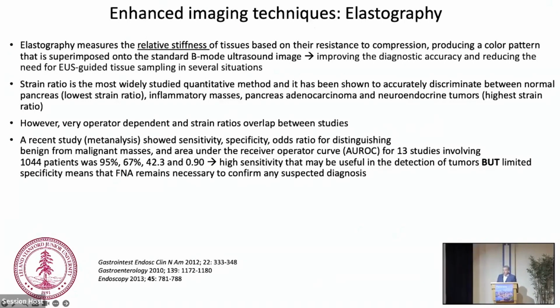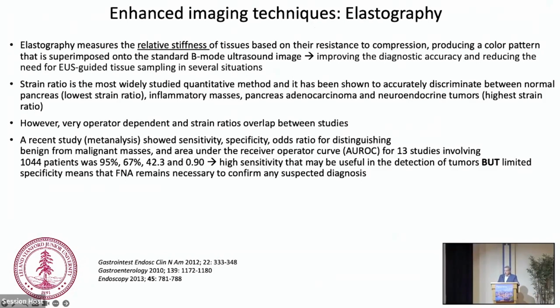A few words about elastography. So elastography measures relative stiffness of tissue based on compression, and it produces a color pattern. I'm sorry, I had some nice videos, but they were not running. So I'll show you a few pictures. And it's superimposed on the B-mode ultrasound image, and it's said to improve diagnostic accuracy and reduce the need for EUS tissue sampling, which I think I'll show you is questionable.